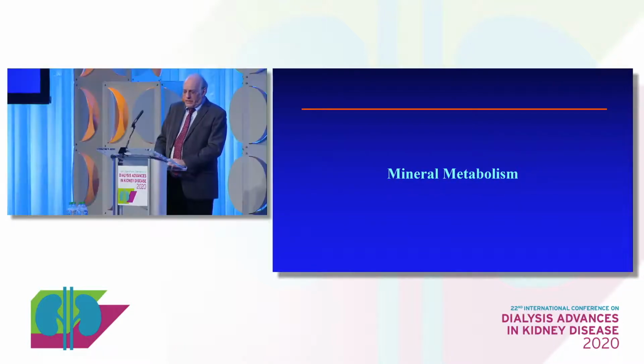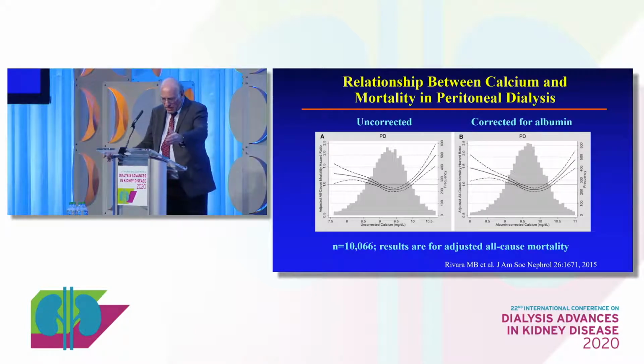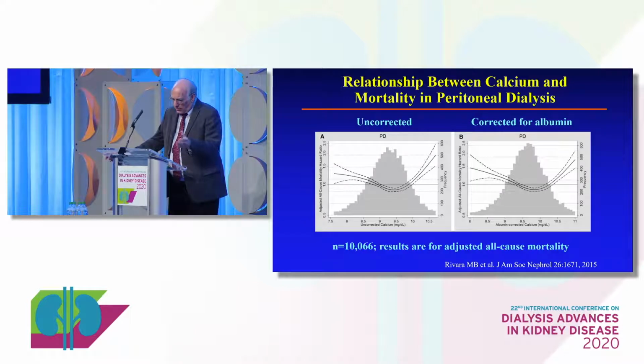Mineral metabolism. I'm running through things because there's a lot. Calcium, you can see whether you look at the uncorrected or corrected. For albumin, the curves shift a little bit when you correct, but basically between a corrected calcium of 9 and approximately 10.5, mortality remains at the reference range. Once calcium goes either above or below that range, we start to see increases in mortality.